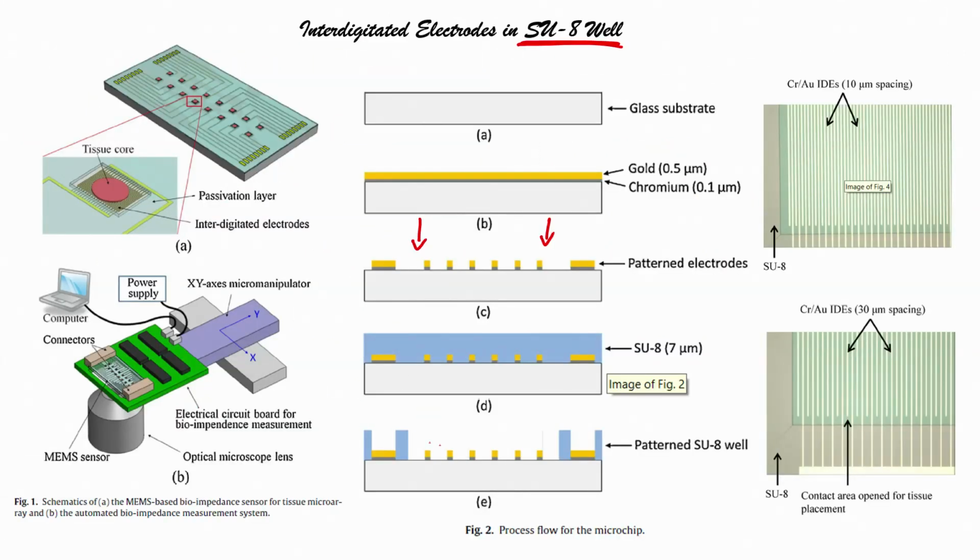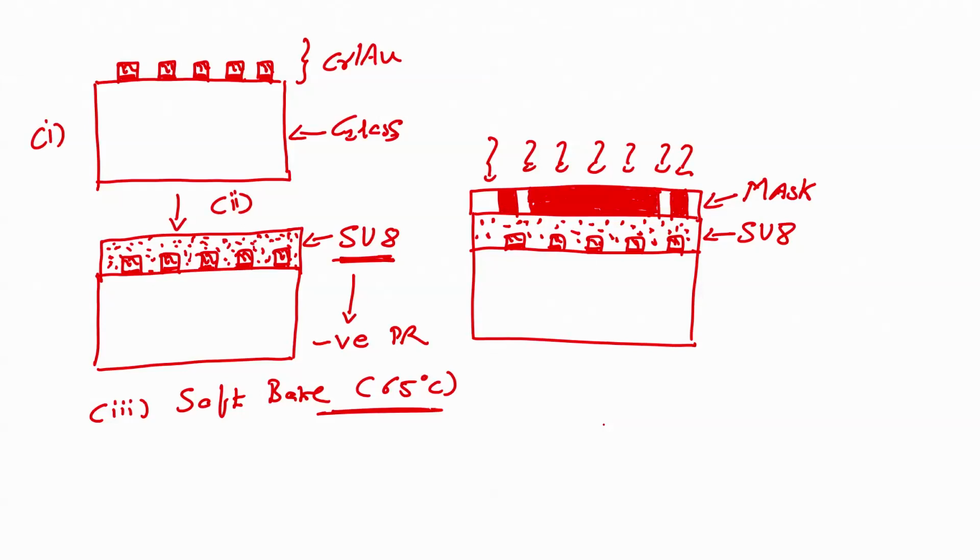Why do we want to do this? You see here, what I want to remove is from this area, right. So, if I draw this kind of mask and perform UV photolithography, what will happen? The area of SU8 which is not exposed will become weaker, right, and the area which is exposed will become stronger, correct.